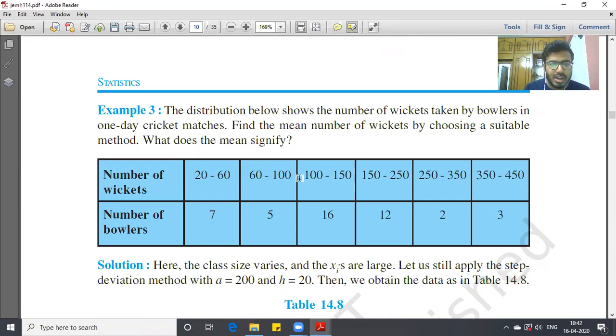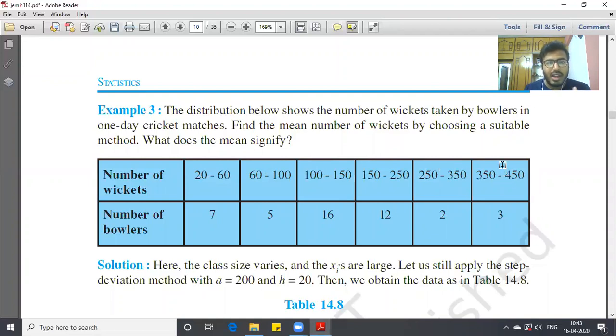So now look into the classes here. It is 20 to 60, then 60 to 100, then 100 to 150, 150 to 250, 250 to 350, 350 to 450. At first there is a difference of 40. Here also the difference is 40. Then from 100 to 150 the difference is 50. Then from 150 to 250 the difference is 100. Then 250 to 350, 100, and 350 to 450 is also 100.